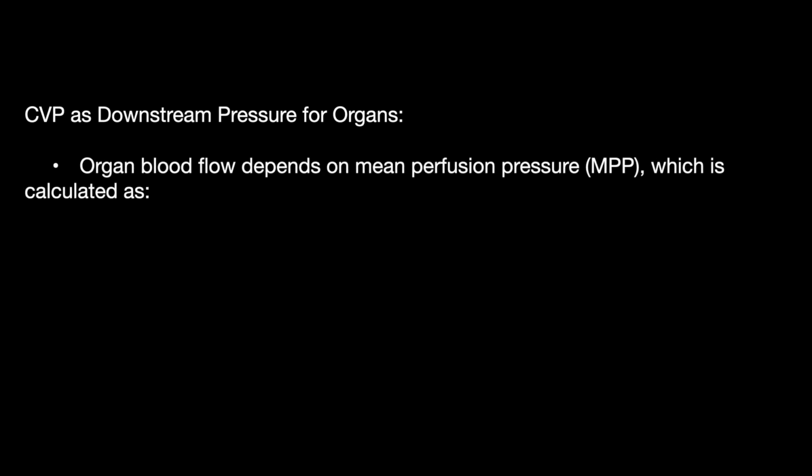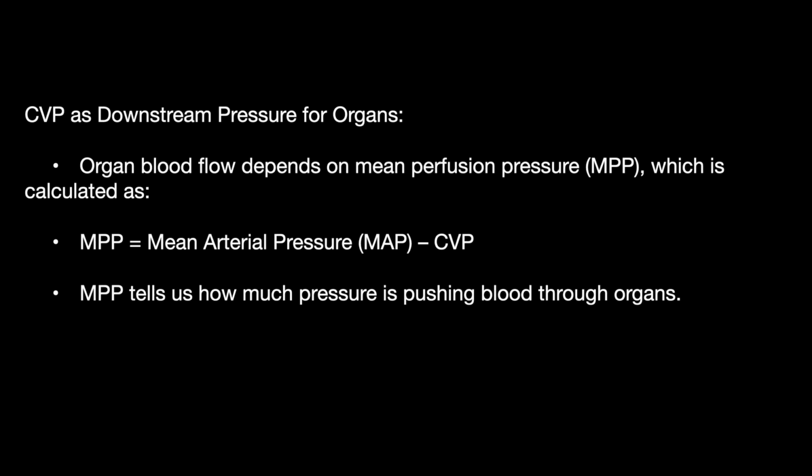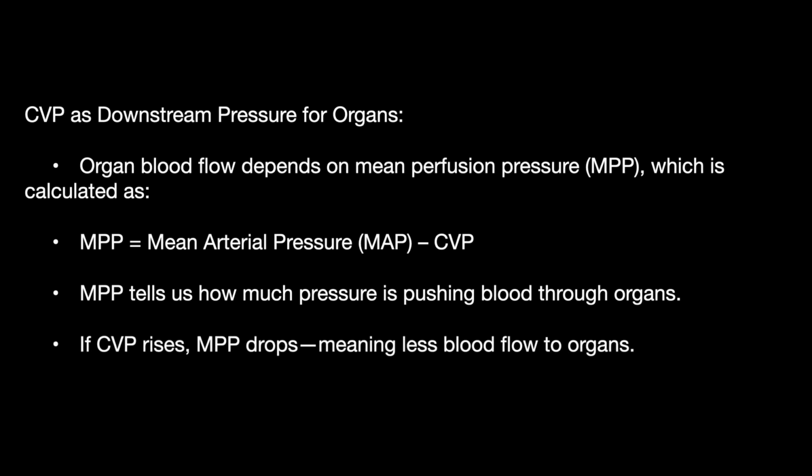CVP as downstream pressure for organs. The organ blood flow depends on the mean arterial pressure or the mean perfusion pressure, which is calculated as the mean arterial pressure minus the CVP. Mean perfusion pressure tells us how much pressure is pushing through these organs. If the CVP rises, the mean perfusion pressure will drop, meaning less blood flow to the organs.